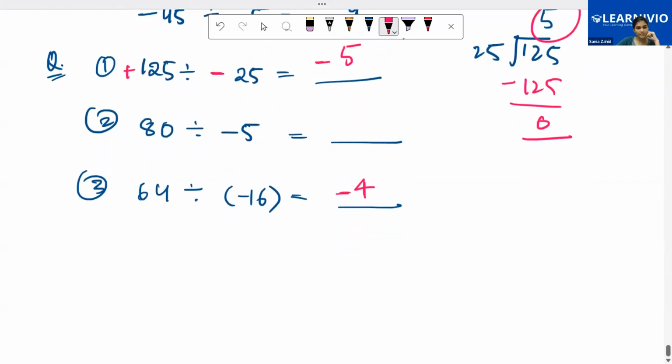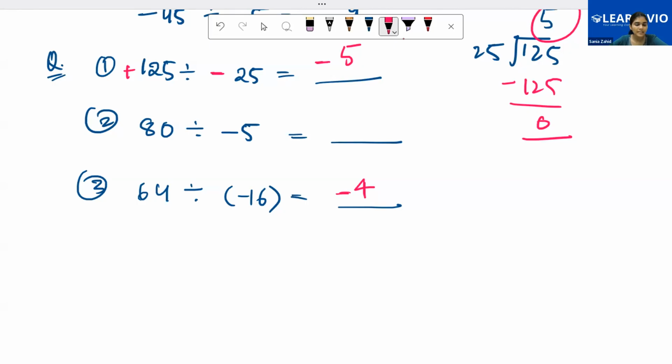Do you understand? If there is more than one 0, we put the 0 on top, right? No, why will you put a 0? You're not carrying any numbers. We put a 0 only when we are carrying numbers. I am directly getting 25 into 5 is 125.